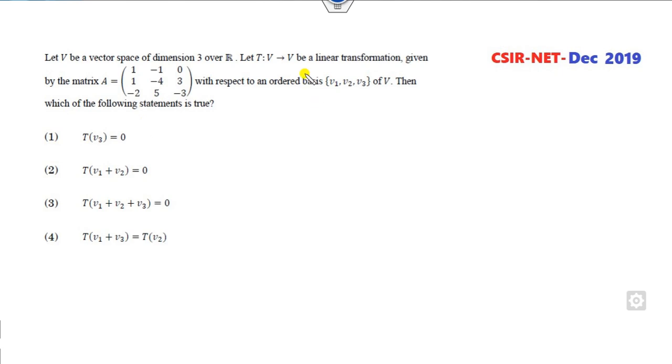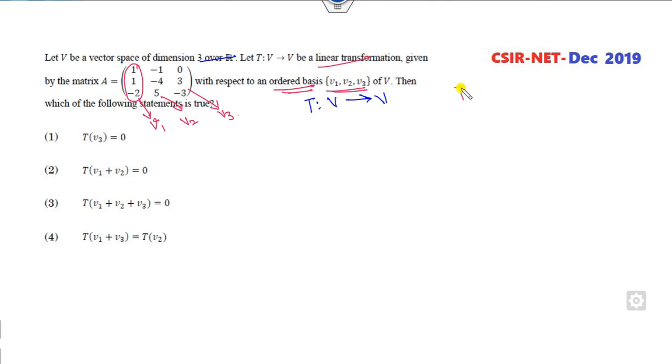Okay, look at this another one. V is a vector space of dimension R. T is a mapping from V to V, defined like here. This is the mapping given to you. Then there is an ordered basis of V: v1, v2, v3. Whenever an ordered basis is given to you, this is the value corresponding to v1, this is the value corresponding to v2, and this corresponds to v3.